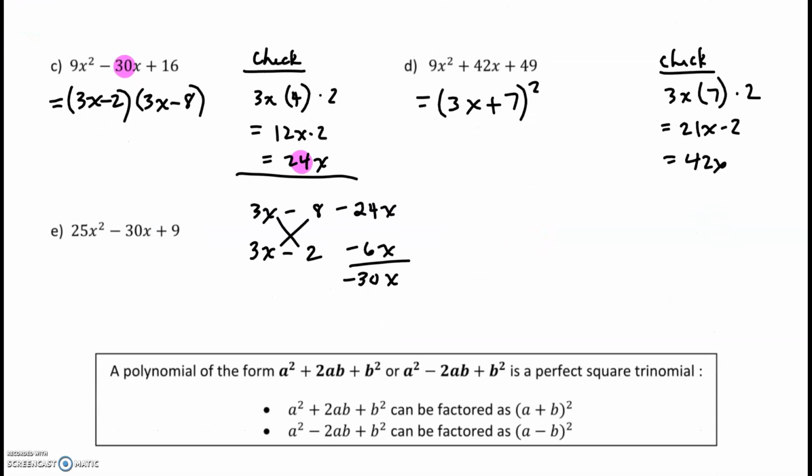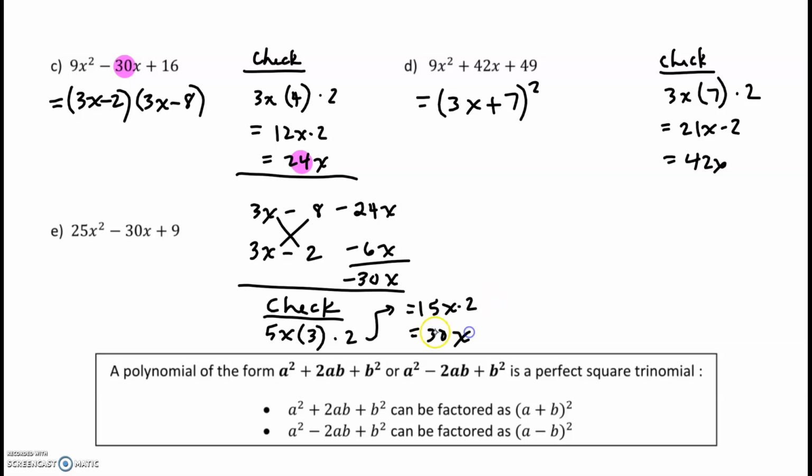Okay, let's do our last one. So we're going to do our check right here. So square root of 25x squared is going to be 5x. We're going to times that by the square root of the c value, which is 3, and then by 2. And so that gives us 15x times 2, which is 30x. We got a match with our b. So now we know it's going to be 5x and 3, and the middle sign has to be a negative.